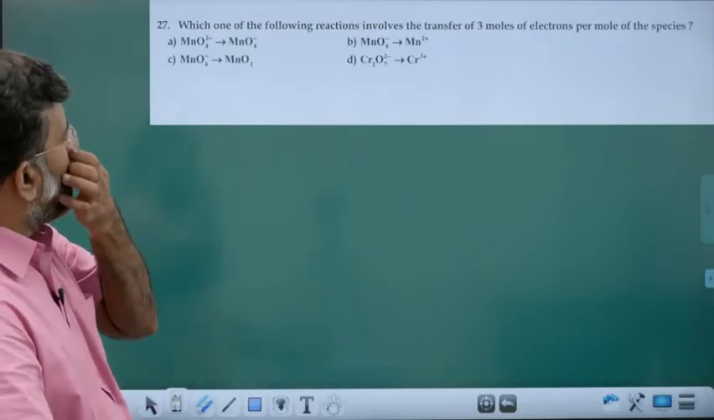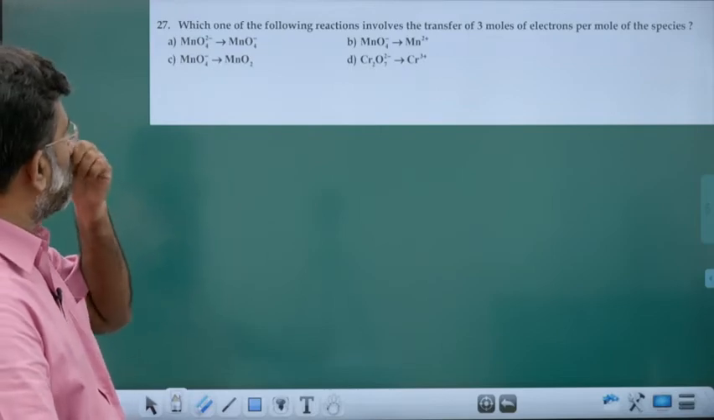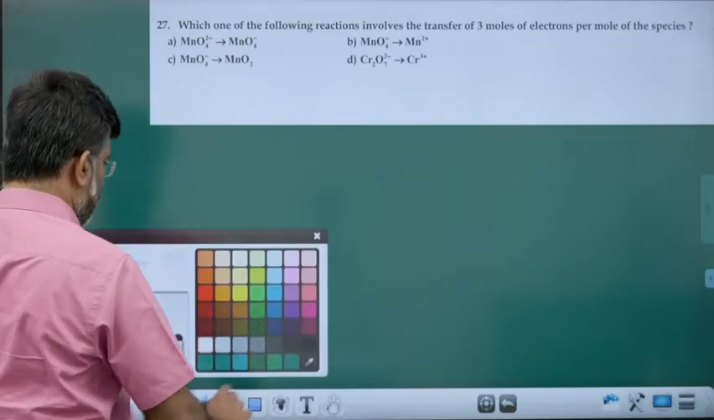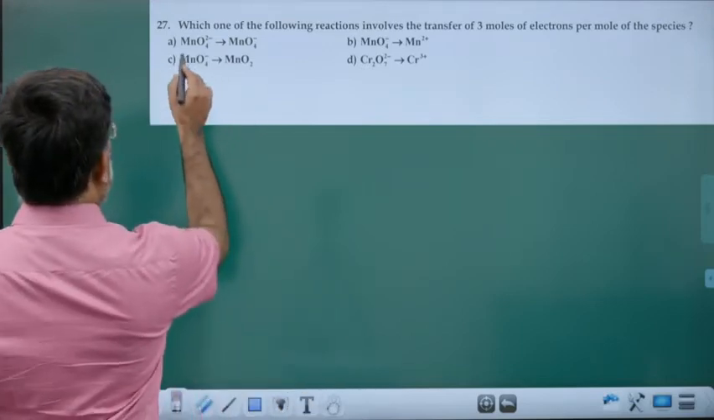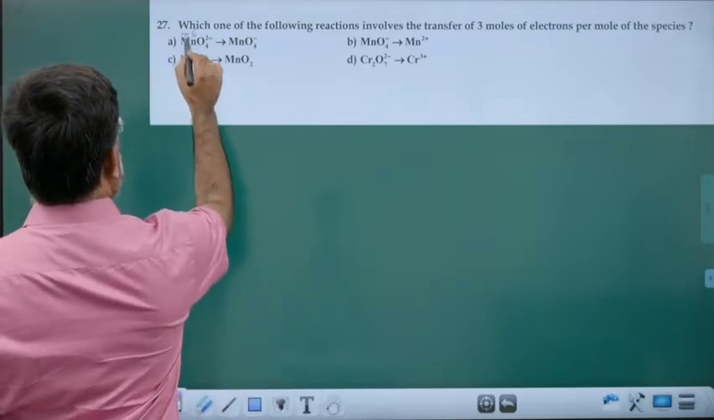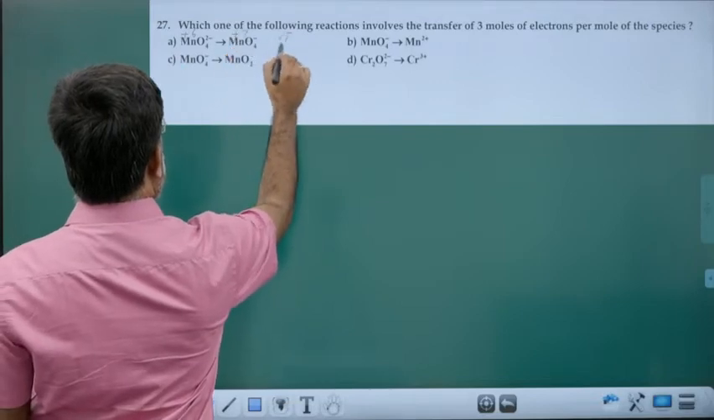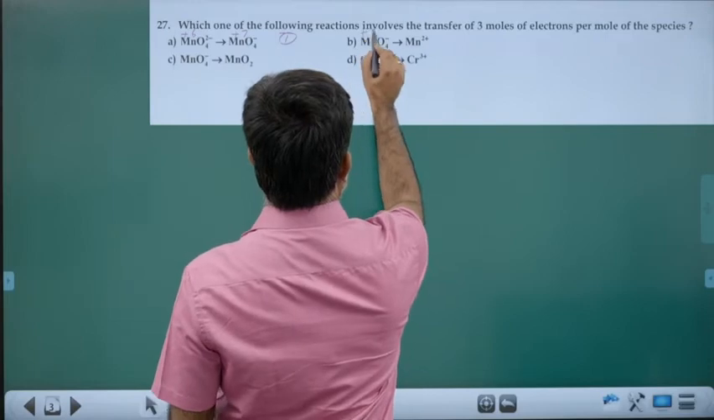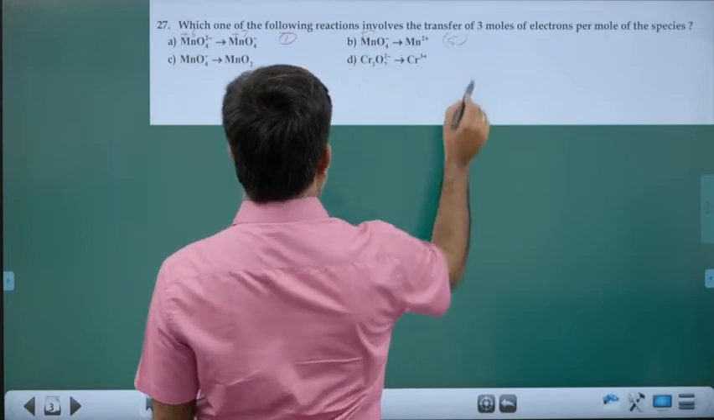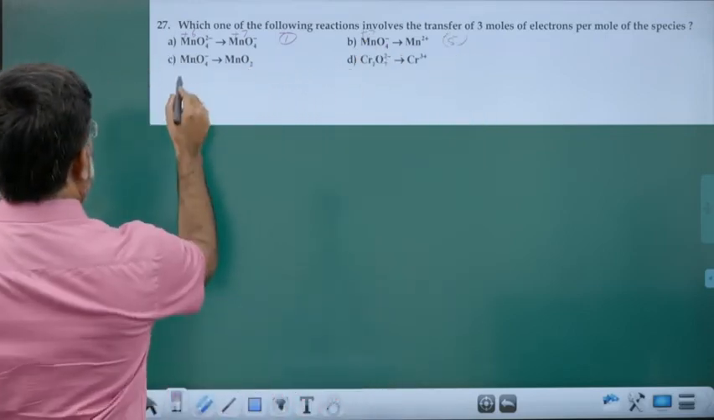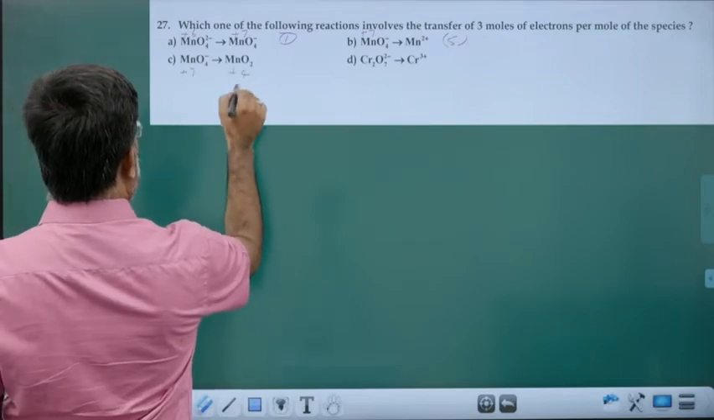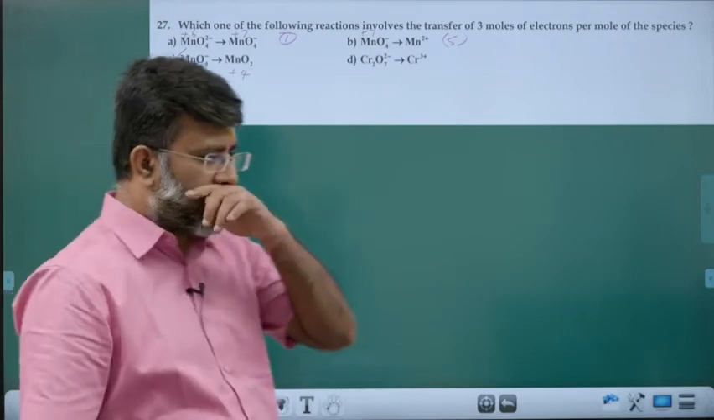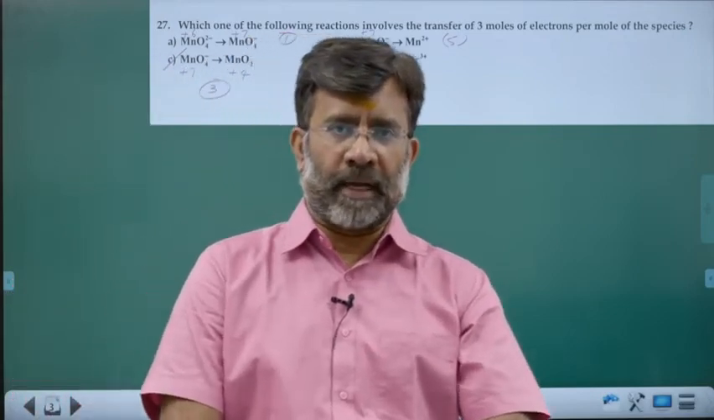3 mole of electron per mole of the species. Plus 6 to plus 7, 1 mole. Here it is plus 7 to plus 2, 5 mole. Here it is plus 7 to plus 4, and that is the answer: 3 mole electrons, 3 mole electron per mole of permanganate.